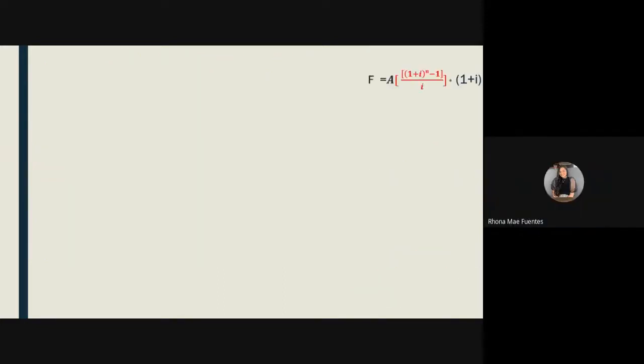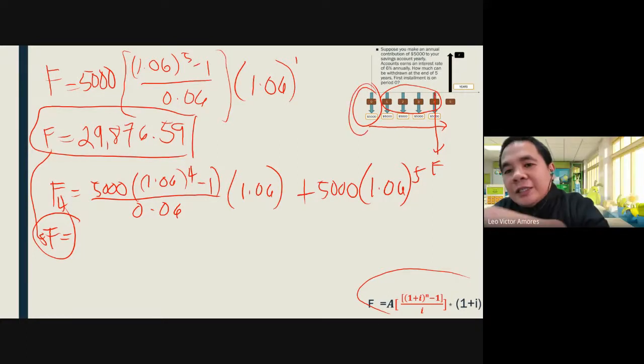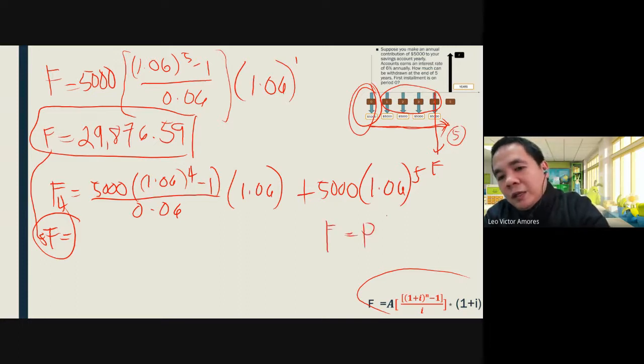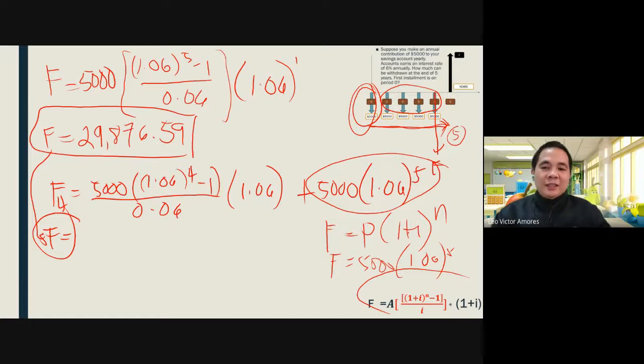Sir, in the second term, it is 5,000 times 1.06 to the 5, because what we got is the value at the end of 5 years. If we have F equal to P times 1 plus i to the exponent n, the value at the end of 5 years for the two to meet is F equal to 5,000 times 1.06 to the exponent, how many years does the first payment at year 0 compound? 5. Okay? Yes, sir.